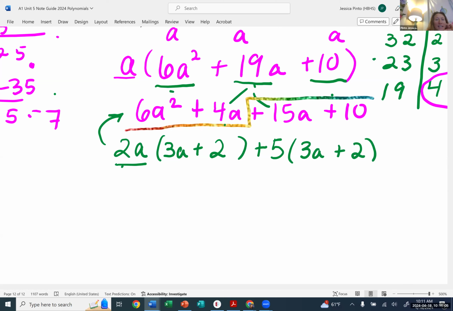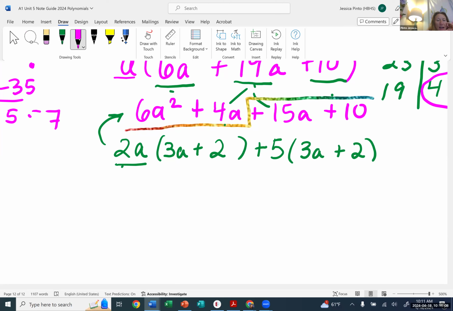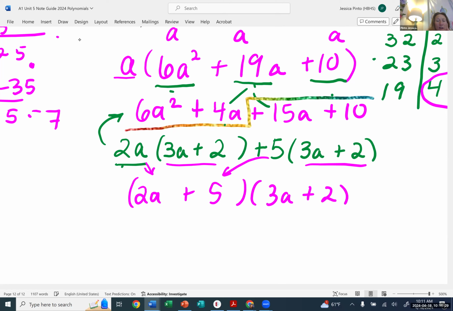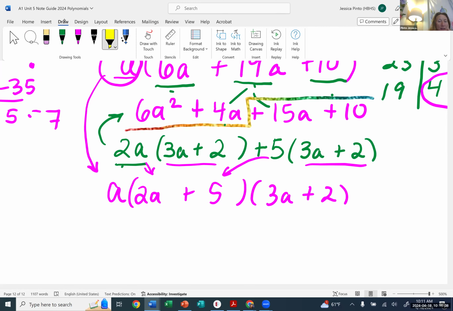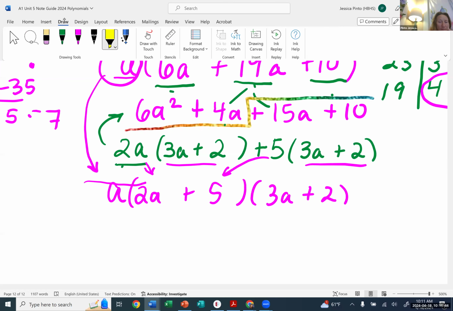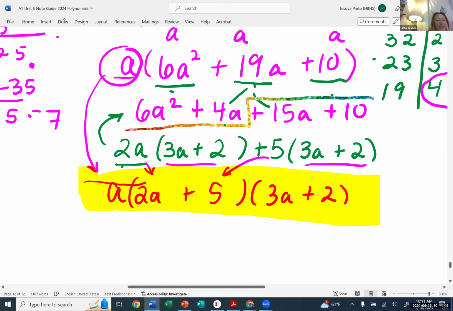So this is the beginning of factoring by grouping. I check to see, do the binomials match? I underline them in pink. Do they match? Yes. In that case, we write these two together: 2a positive 5, 3a positive 2. Finally, I go back to the beginning and I write the a out front. This is my final answer.